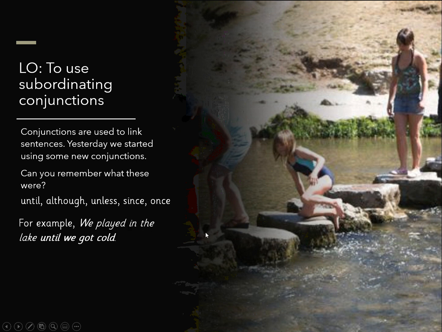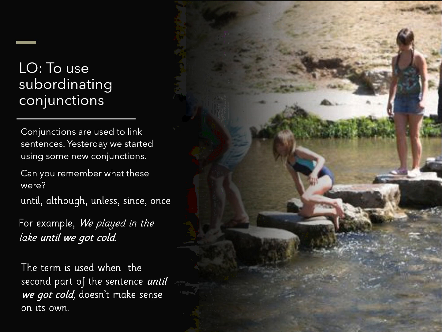For example, we played in the lake until we got cold. The term is used when the second part of the sentence, until we got cold, doesn't make sense on its own, and that's why it's a subordinate conjunction. Okay?